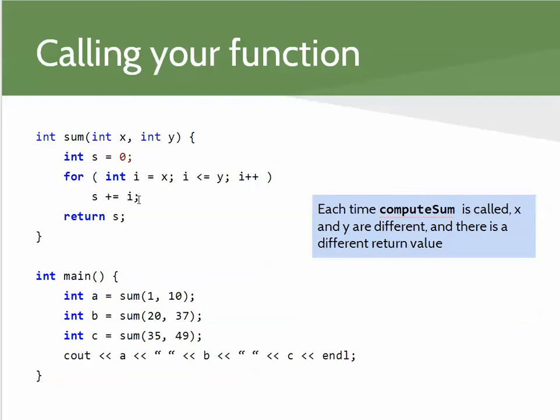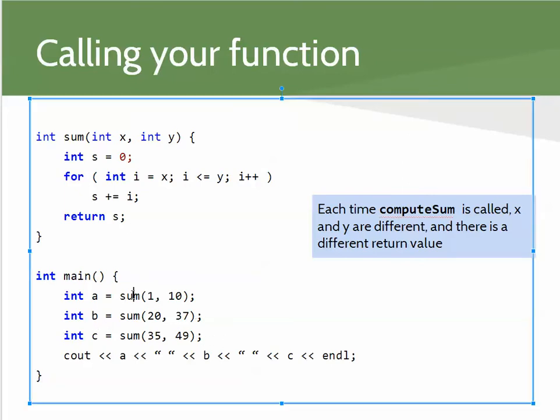So we've got sum, and we've got main down here, and notice that main is calling sum, just like we would call the power function, just like we would call the square root function. It's calling sum with parameters: 1 and 10, 20 and 37, 35 and 49, and it could call it with anything it wanted. My main function is essentially the caller of sum.